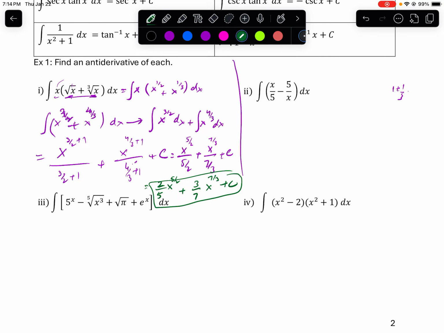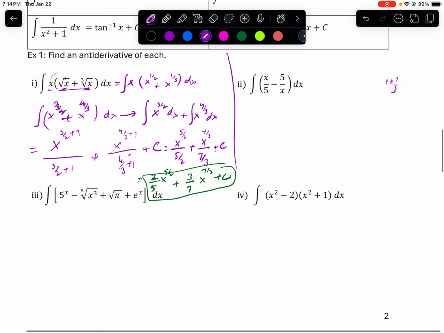Okay, looking at the next problem on the right here. Again, we have x over 5 minus 5 over x. Now, if you take the common denominator and make it one fraction, it might become harder for you to integrate in that form. So let us keep it in this form. This can be written as the integral of x over 5 dx minus the integral of 5 over x dx.